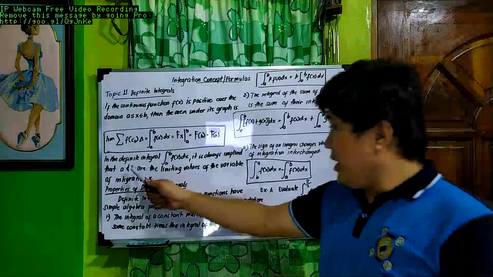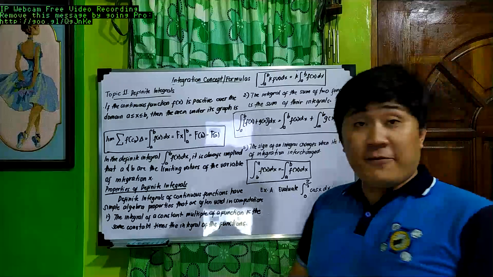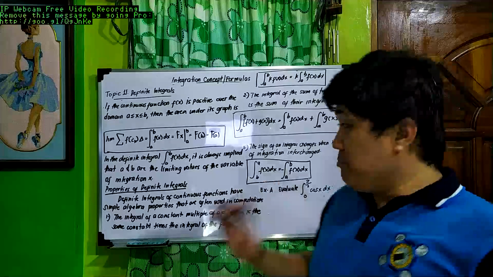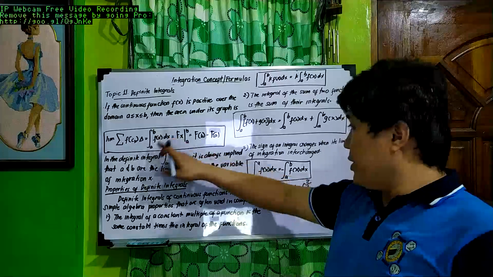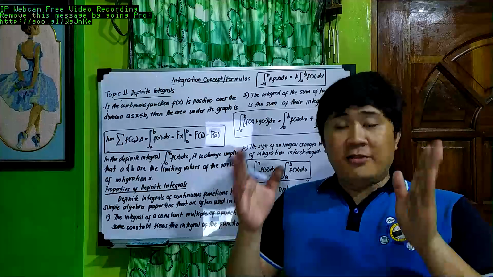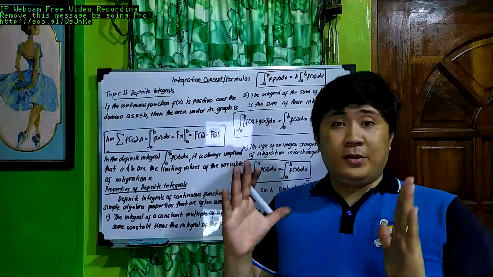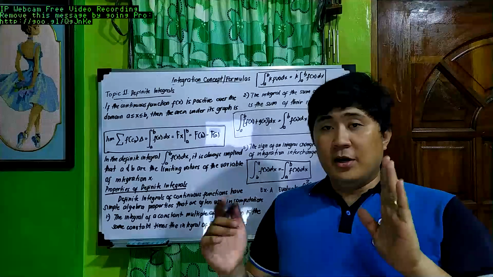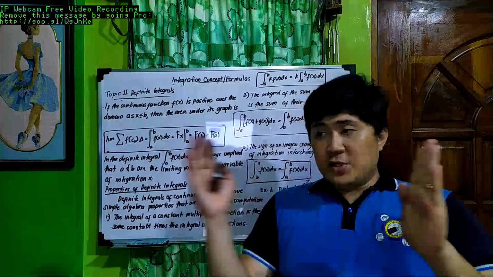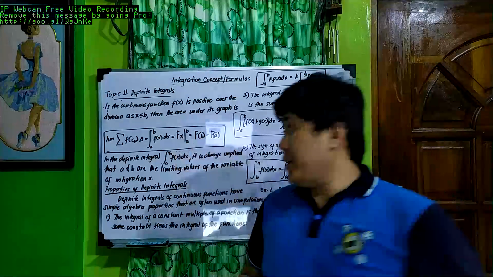In the definite integral of f of x, it is always implied that a and b are the limiting values. It means that you are getting the value within that limit. If this is your a and this is your b, you are only getting the values within those limits.